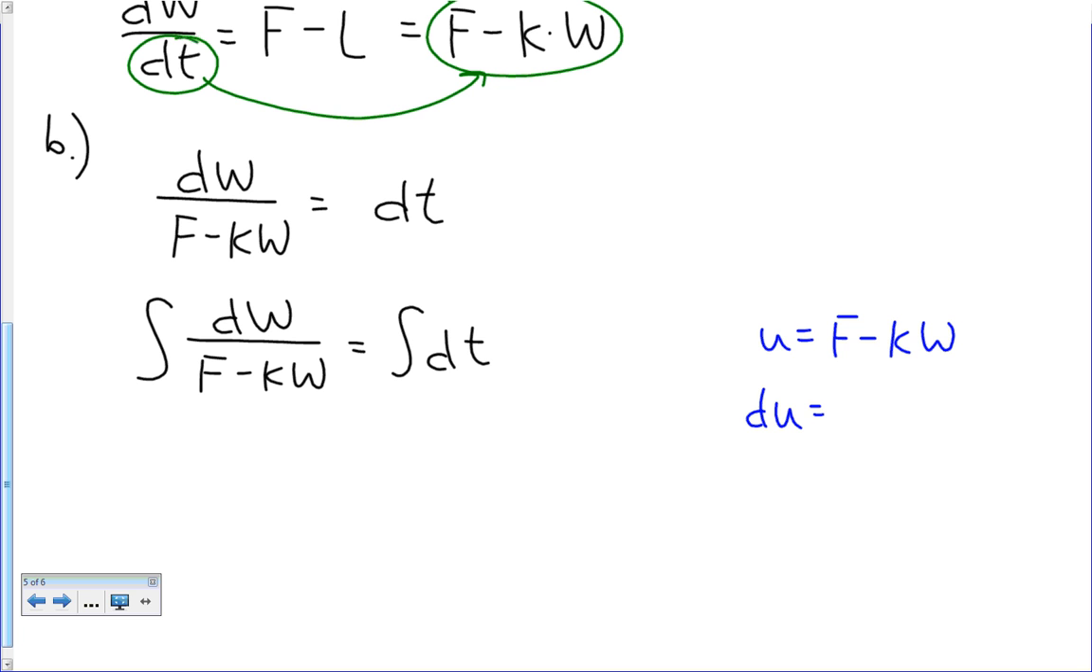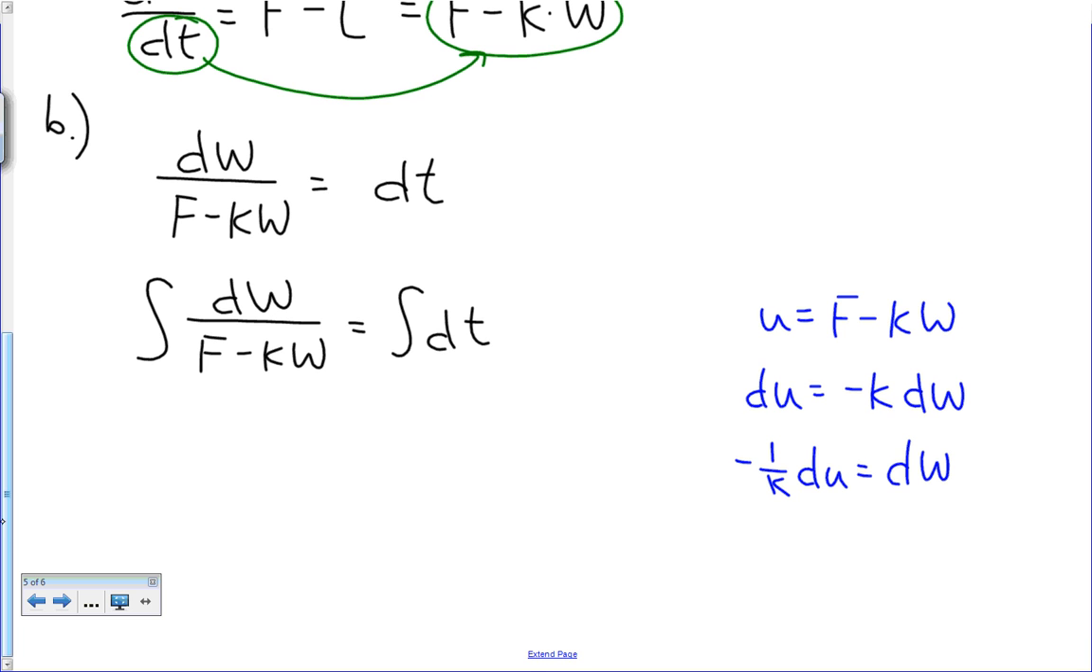When you do this, remember that w is the variable here. f and k are constants, so the derivative of f is 0. The derivative of negative k times w is negative k times the derivative of w, which is 1, and then we multiply that by dw. The only thing I don't want is that negative k there. I can see I have a dw in the numerator, so let's divide by the negative k to find out dw is actually equal to negative 1 over k du.